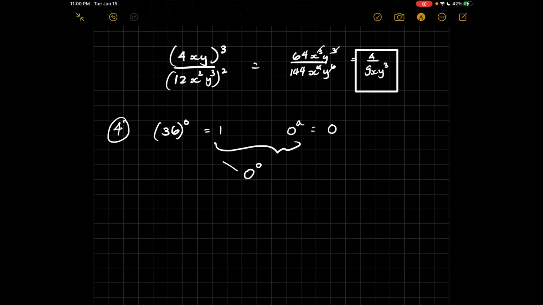Because for the first rule, if we follow that first rule, then that means this should equal 1. If we follow the second rule, though, then that means this should equal 0. And 1 and 0 are not equal to one another, so that kind of breaks everything. That's why we kind of exclude 0 to the power of 0.